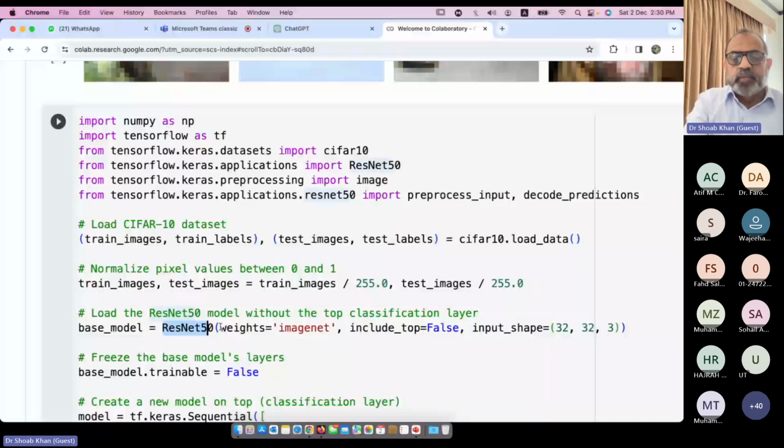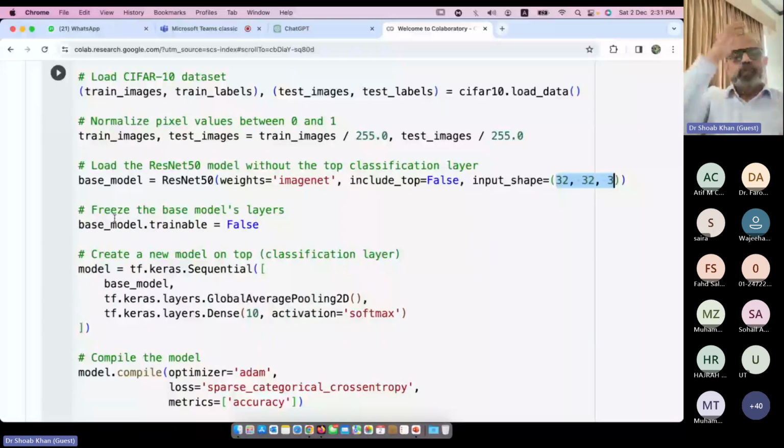So here are all the weights, and include top is false, and this is the size of the image, 32 by 32 by 3. Then it says base, freeze the base model layer. We are going to learn. So that's the motivation, to learn about what it really means once it says freeze the base model's layers.